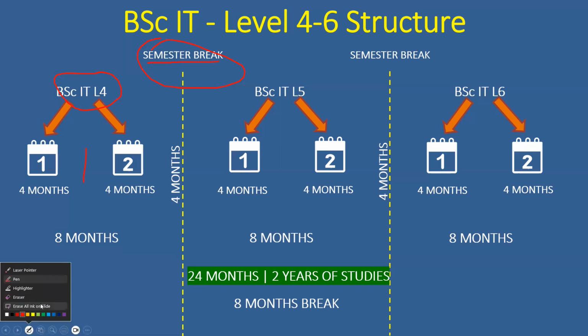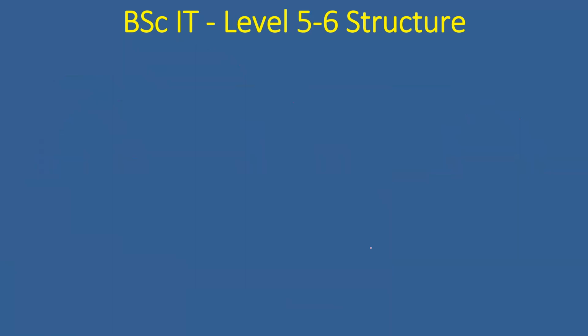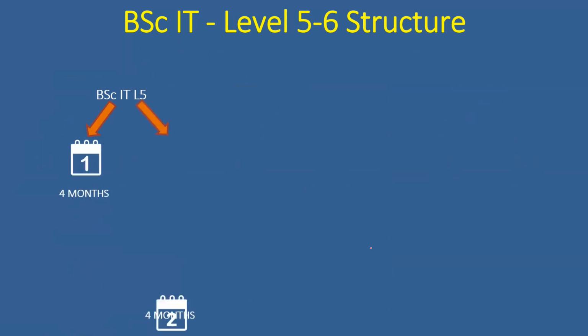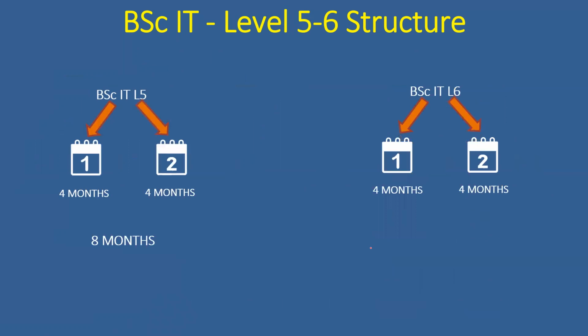So let's have a look at the structure. If you start at level 5, students who start directly at level 5, of course, are going to take a lot less time. So the structure is still the same nonetheless. So we have in level 5, 2 semesters of 4 months each. So that's 8 months to complete level 5 itself. Once you complete level 5, you can progress on to level 6. But of course, you have your semester break in between.